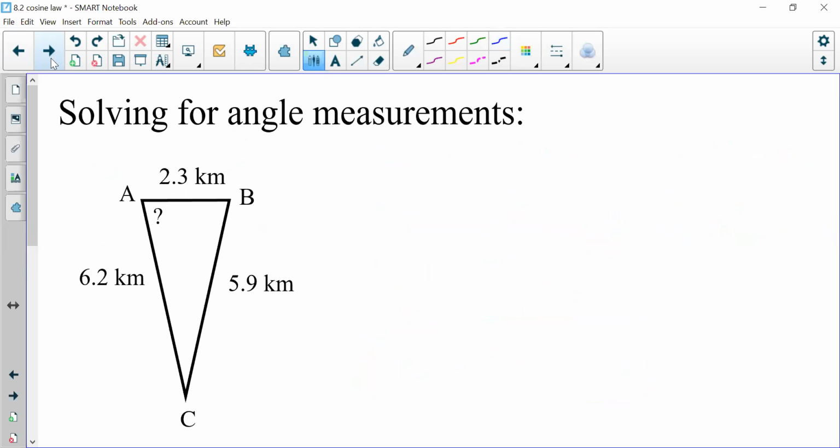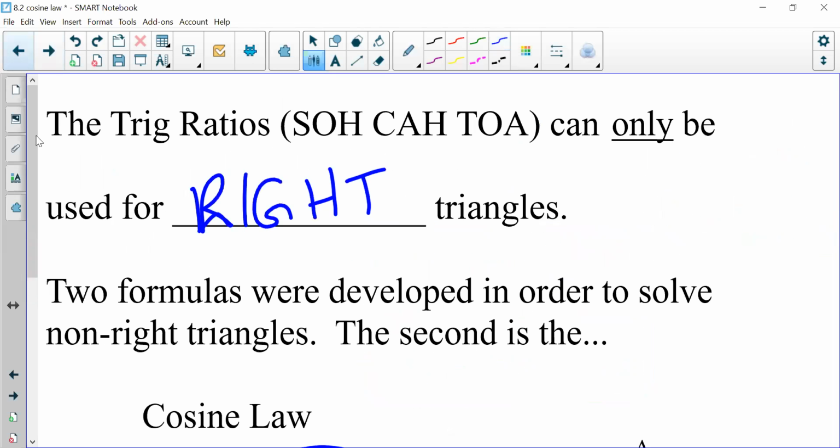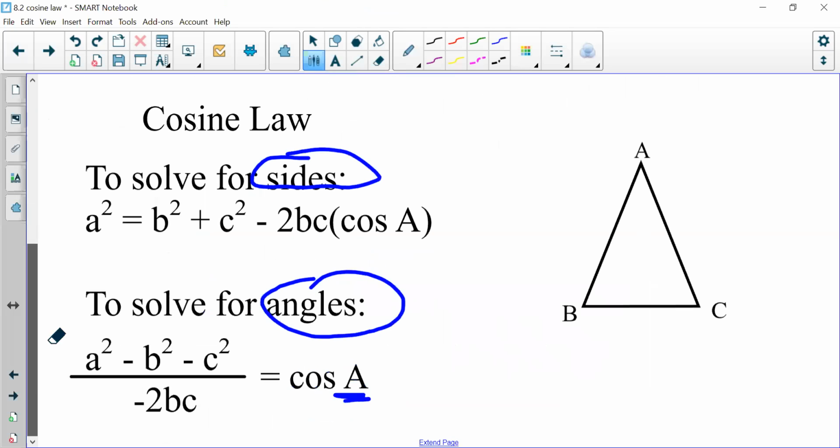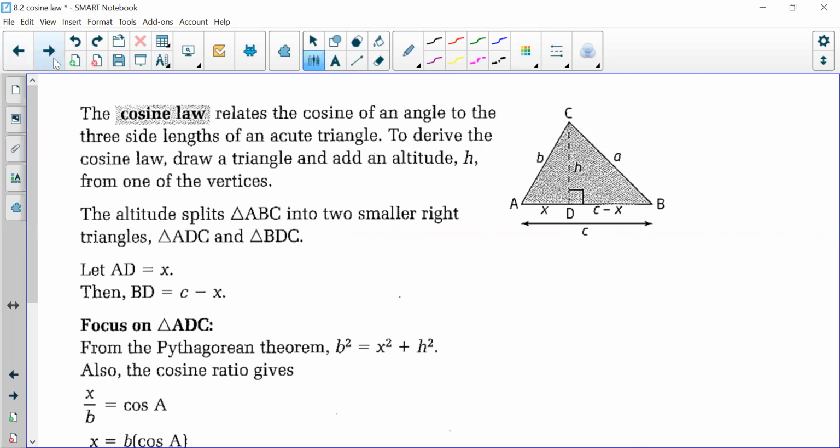All right, now what we're going to do is switch to solving for angles. So if you go back to this part of your lesson workbook, we're now focusing on this bottom formula. It looks a little bit weird, but again, it's just grab the numbers, plug them in, use your calculator, solving for an angle. So a squared minus b squared minus c squared over negative 2bc equals cosine A.